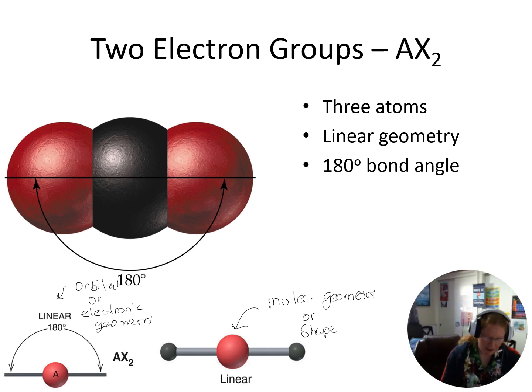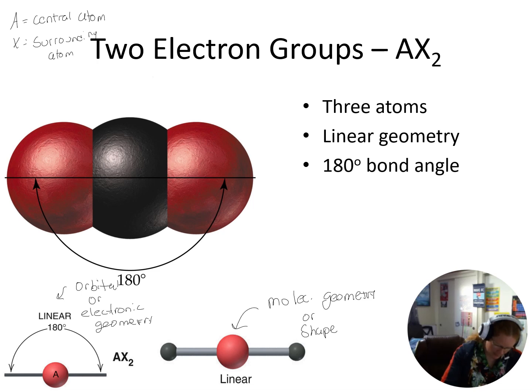All right, I also use this AXE notation. A is our central atom. X is a surrounding atom. And E is a lone pair, okay?